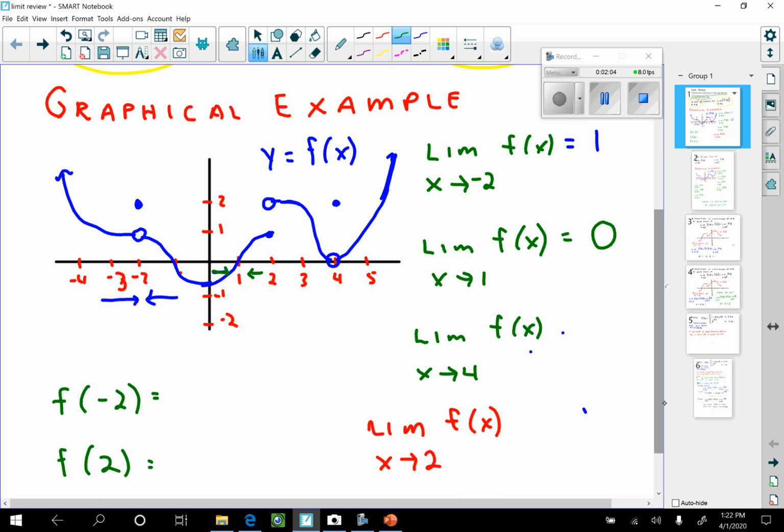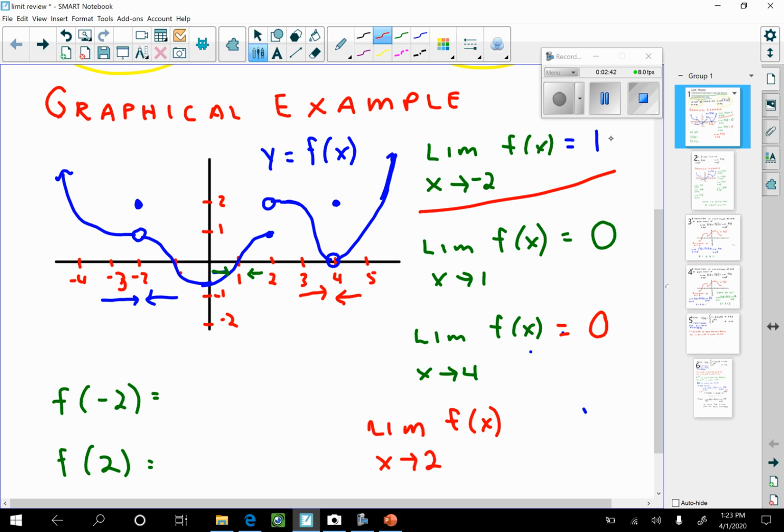And then in like manner, the limit as x goes to 4 of f of x. We want to know what that is. I ask myself, as x goes to 4 from the left and from the right, where do the y values approach? You can see that the y values are approaching 0. Take note here, f of 4 is equal to 2, which does not equal 0. Likewise here, f of -2 is 2, which does not equal 1.